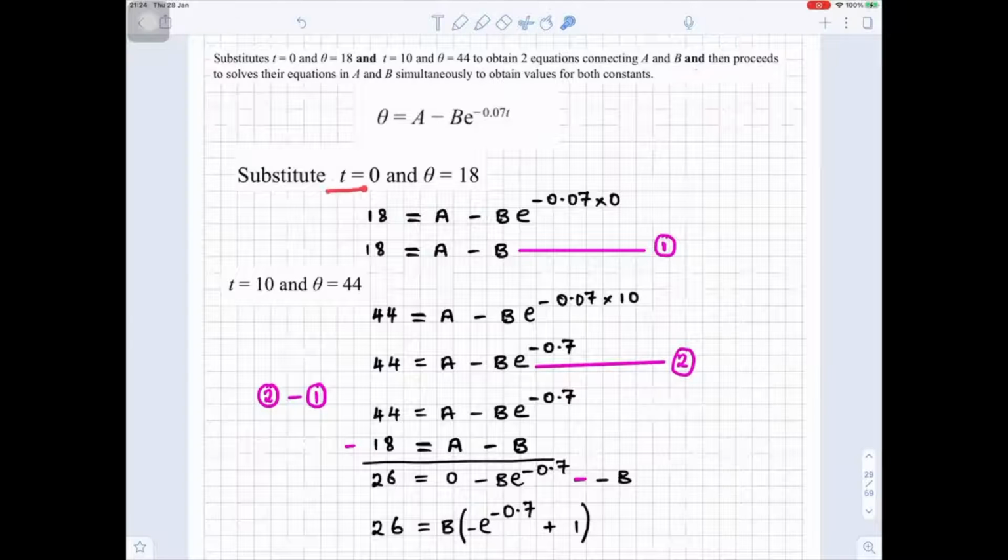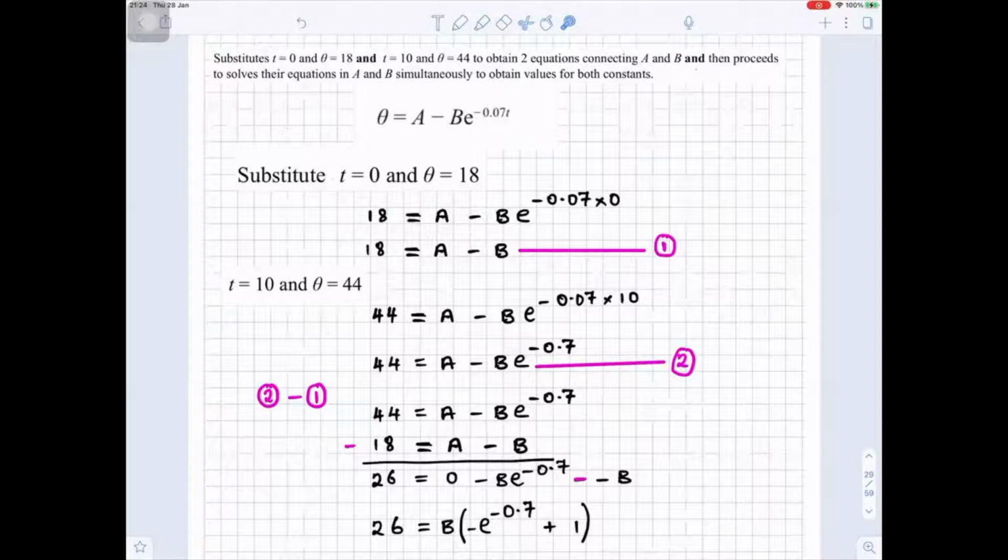So substituting t equals 0 and theta is 18, that will give us 18 equals a minus b, and we call that equation 1. Substitute t is 10 and theta is 44. That will give us 44 equals a minus b e to the minus 0.7.